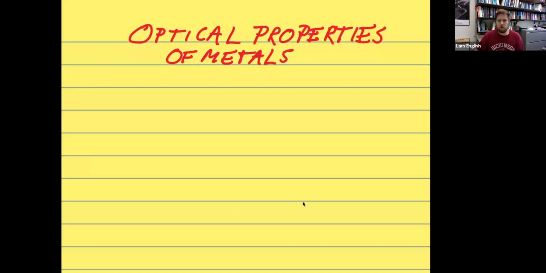Okay, welcome back, folks. We've talked a little bit about thermal properties that the Drude model predicts, and we also talked a little bit about the thermoelectric effect. Now we'd like to shift gears and look at what the Drude model has to say about optical properties of metals.